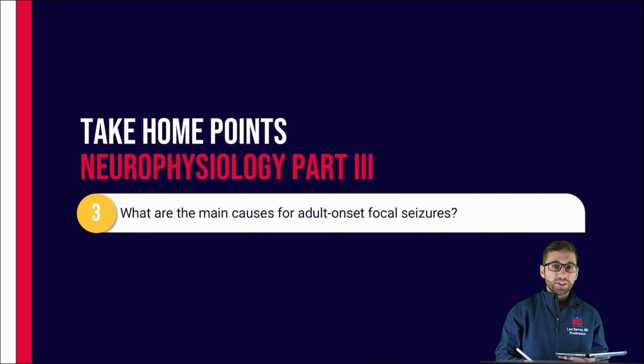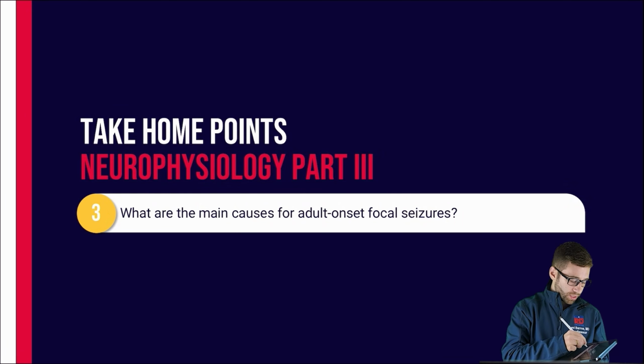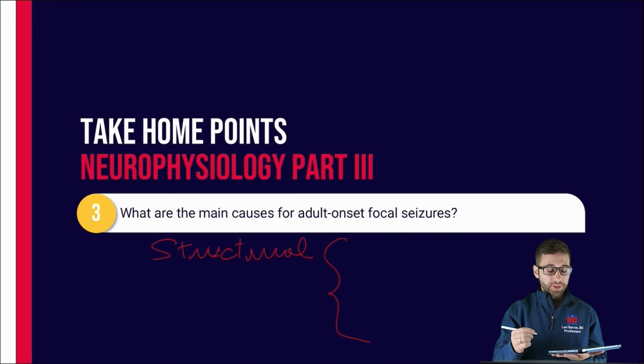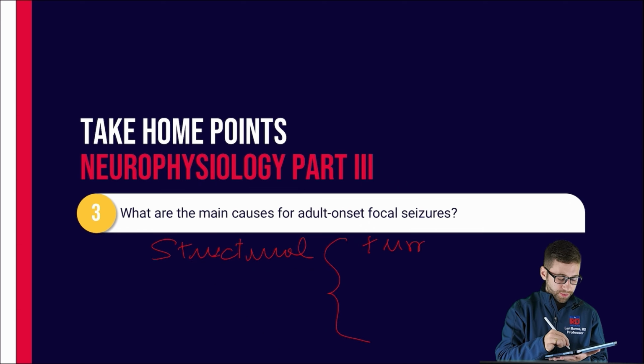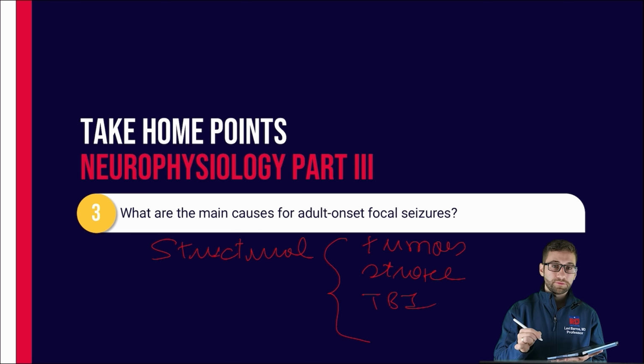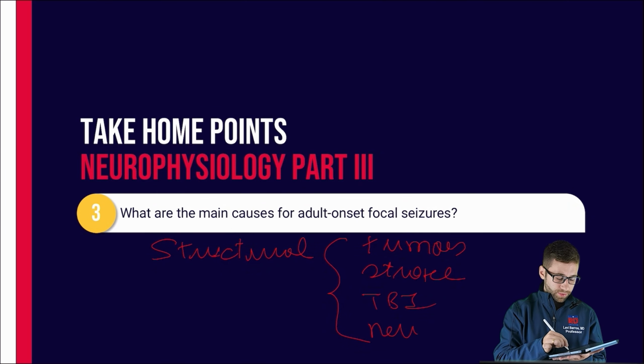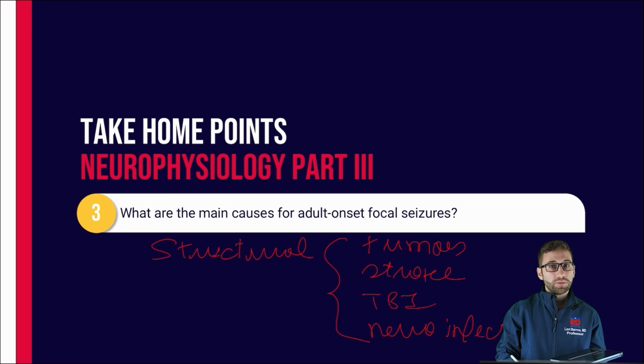Now, talking about the main causes for focal seizures in adults, we should remember that focal seizures originate in a specific area of the brain and can be caused by a variety of structural factors in adults. Structural. The most important of them are brain tumors, stroke, traumatic brain injury, and neuroinfections, such as meningitis, encephalitis, and brain abscesses. Basically, any structural lesion within the brain can cause focal seizures.